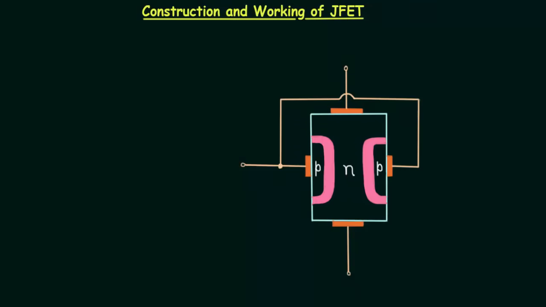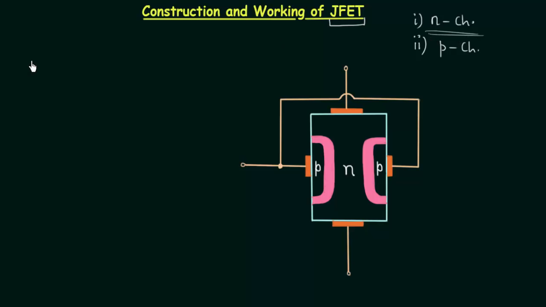In the last presentation, we saw the introduction of field effect transistors, and the first field effect transistor we have to study is the junction field effect transistor, popularly known as JFET, where JFET is the abbreviated form of junction field effect transistor. There are two types of JFET. The first one is N-channel JFET and the second one is P-channel JFET. In this lecture, we will see the construction and working of N-channel JFET.